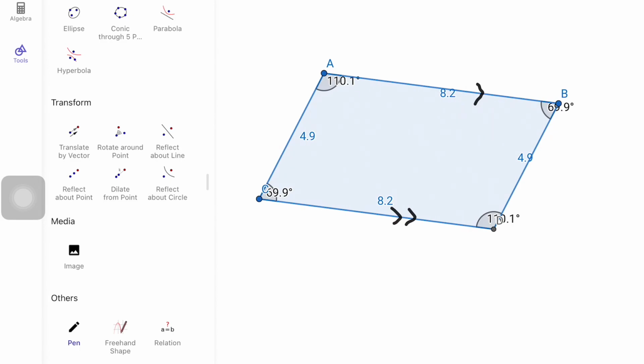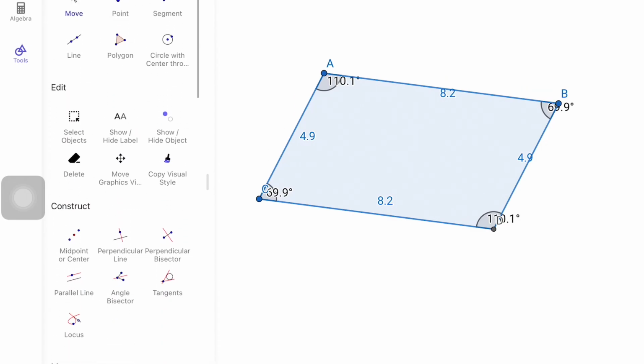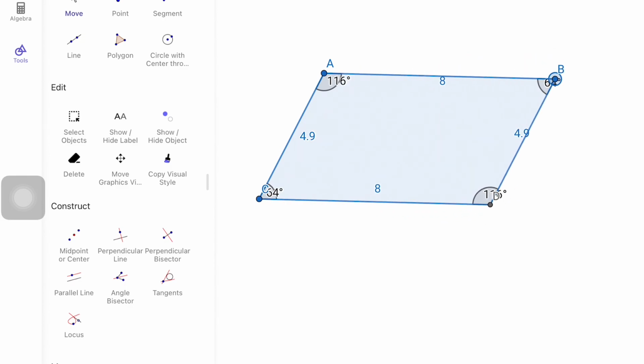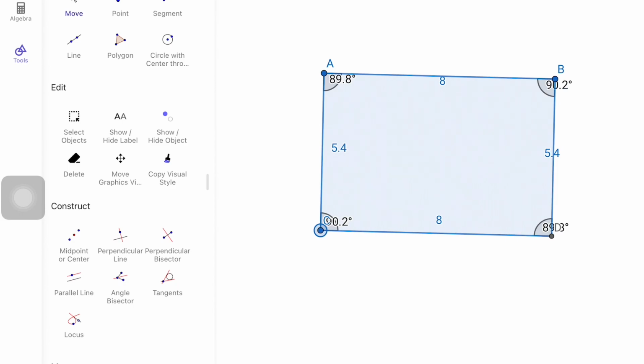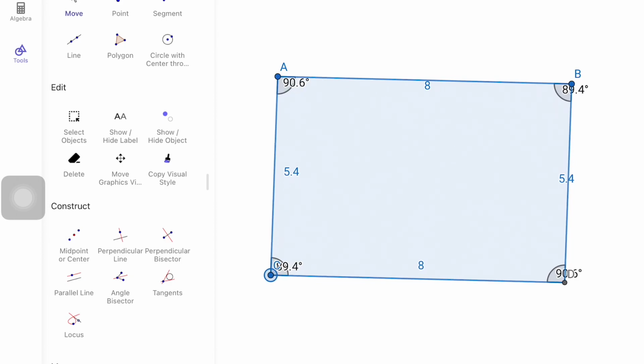So now what we're going to do is turn this parallelogram into a rectangle to the best of our ability. So I'm going to go to move. It's the very first tool under basic tools. And to make it a rectangle, it needs to have right angles. So I figured out that these are much easier to work with if you make them bigger, and then it's easier to get them to 90 degrees. Doesn't want to be as picky that way.